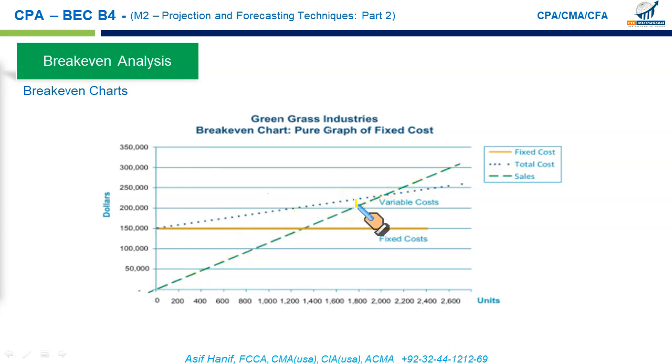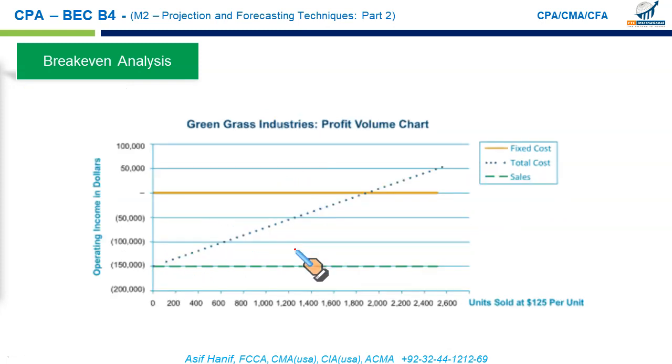This point that you see right here is what you call the break-even point. Above this point, we have more revenue than cost, so this region is profit. Below this point, you can see the cost line is above; total cost is more than total revenue. This region is the region of loss. This is what you call the break-even chart.